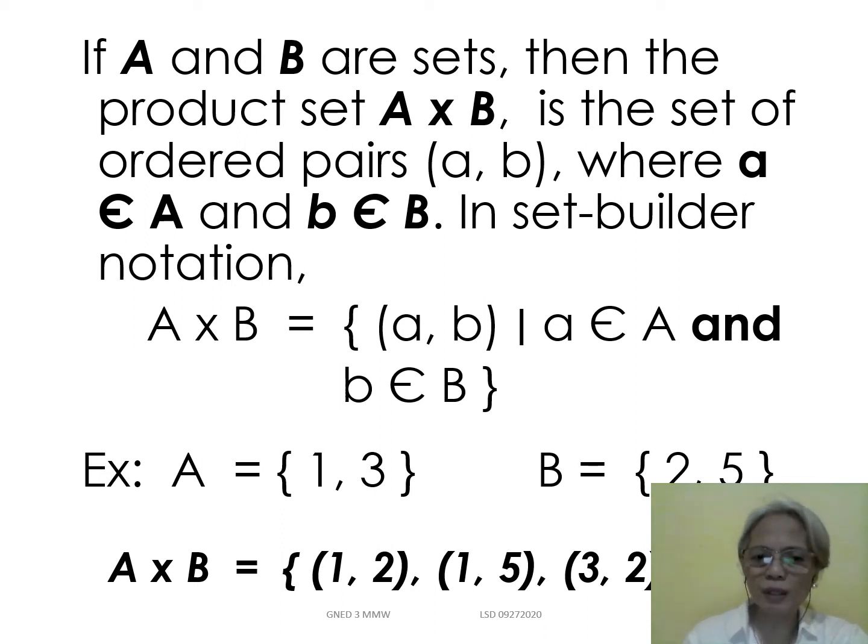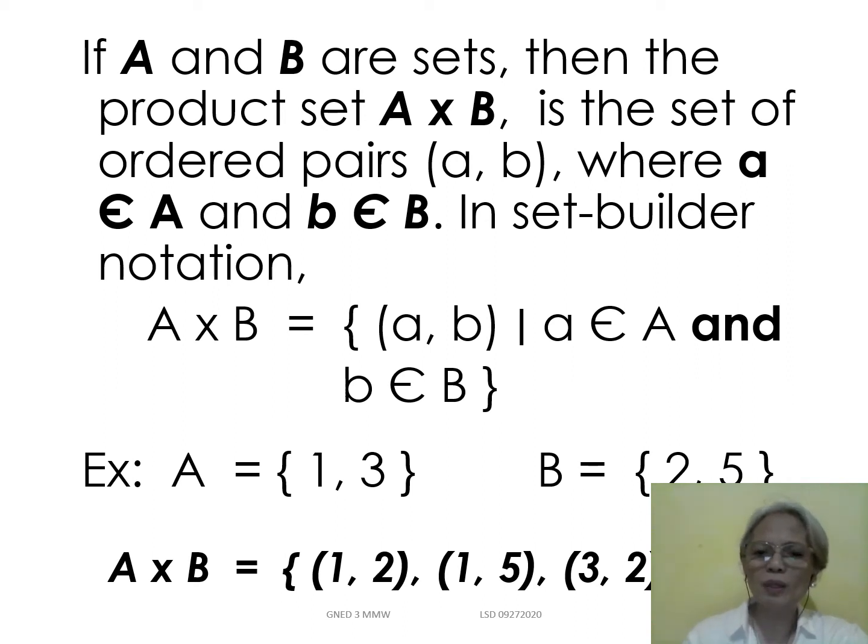So that's the first ordered pair. We take the element 1 and pair that with 5, which is an element of B. Then we have the ordered pair (1, 5). We take the element 3 and pair that with 2. So we have the ordered pair (3, 2).